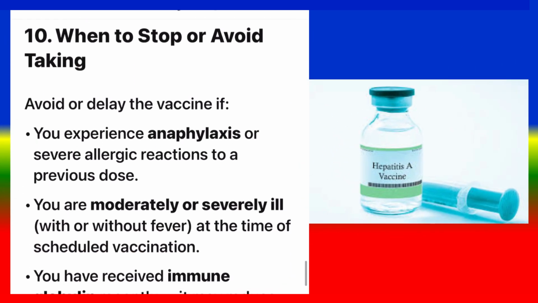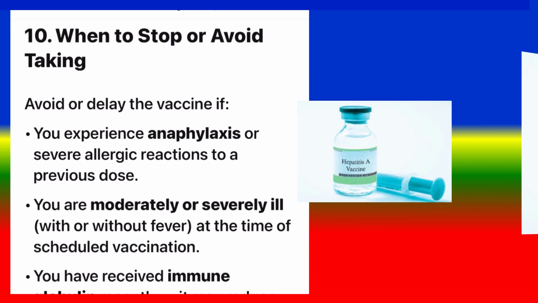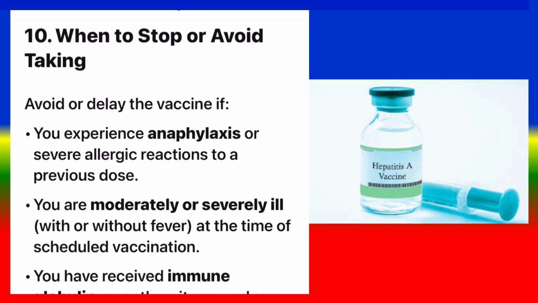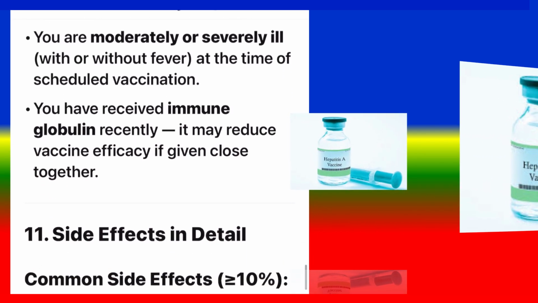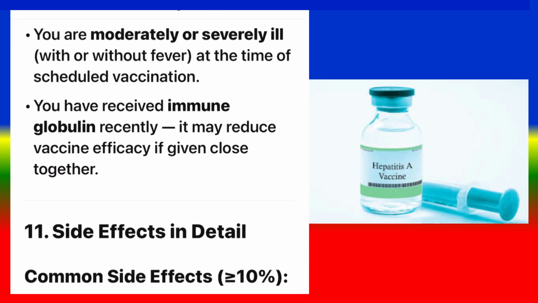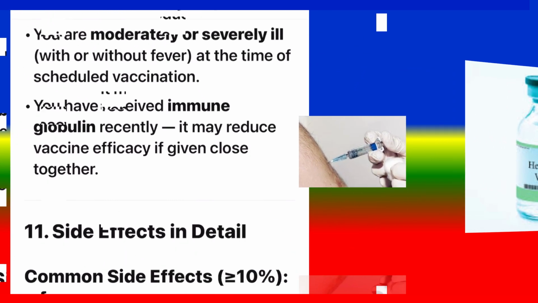10. When to stop or avoid taking. Avoid or delay the vaccine if you experience anaphylaxis or severe allergic reactions to a previous dose. You are moderately or severely ill, with or without fever, at the time of scheduled vaccination. You have received immune globulin recently. It may reduce vaccine efficacy if given close together.